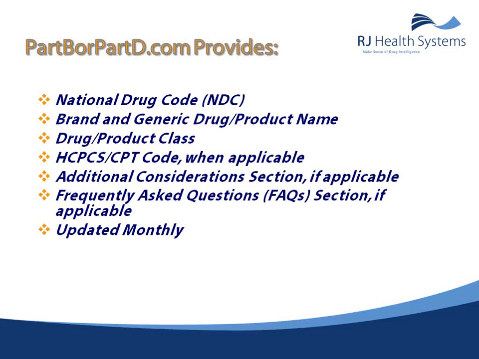So to recap what the site provides, we'll provide you with the National Drug Code, the NDC. Again, there are over 100,000 on the site, including both injectables, oral medications, and over-the-counter. You can do a search off of the brand or generic name for both a drug and or product. There is a drug and product class, a HCPCS and CPT code when available. There is always that additional consideration section as well as the frequently asked questions which apply to the product. And then this product is updated on a monthly basis. New NDCs enter the market left and right. We make sure we do a good job of adding them in and crosswalk them to the appropriate benefit structure.